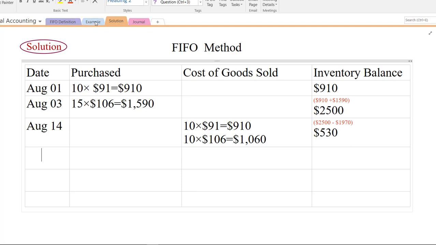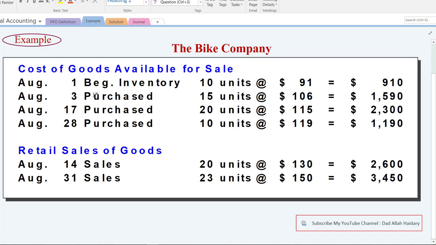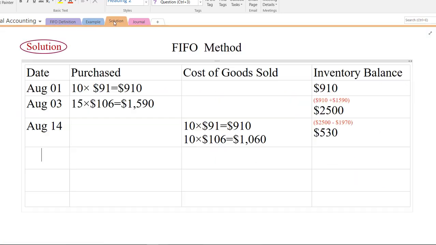So now let's look at an example of what is left. After August 14, we have August 17. On August 17, again there is a purchase of 20 units. 20 units are purchased by the business at a cost of 115 USD. Now I'm going to record it in the transaction.